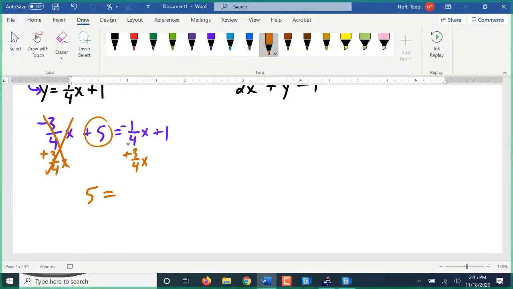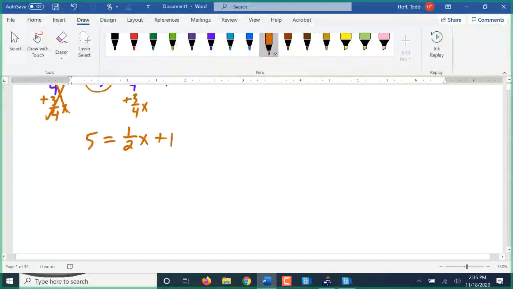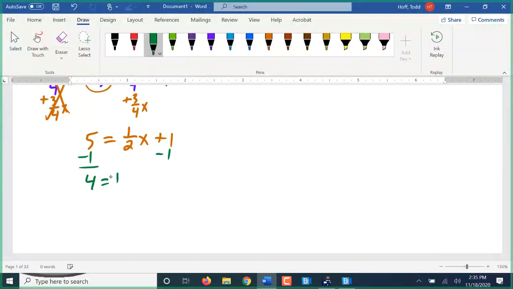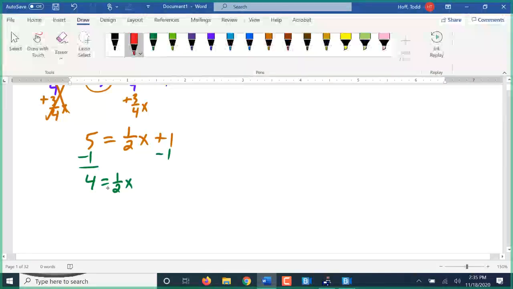Negative 1 plus 3 is 2, so that's 2/4 or 1/2 x, and then plus 1. Now we're ready to start to solve. We'll subtract 1. 5 minus 1 is 4 equals 1/2 x. And we'll divide by 1/2, or you could multiply by 2. Either way works. 4 divided by 1/2 is 8. 8 equals x. So we know x equals 8.